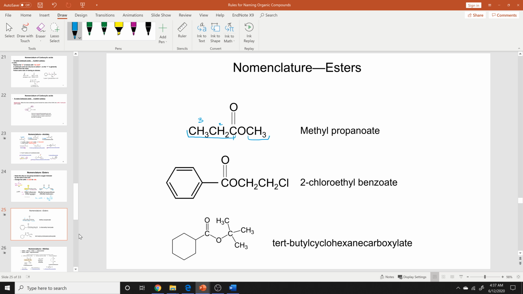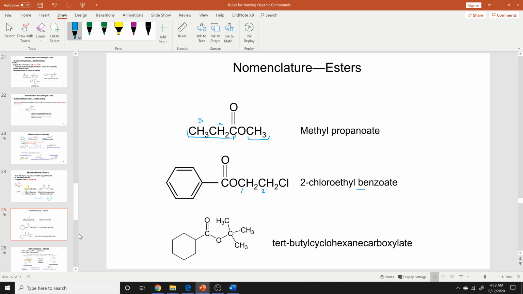That over here is going to be 2-chloro. This is 1 and this is 2. See how I started numbering from the oxygen? It's going to be 2-chloro, so carbon 2-chloro. It's an ethyl in there, and then it's going to be benzoate.